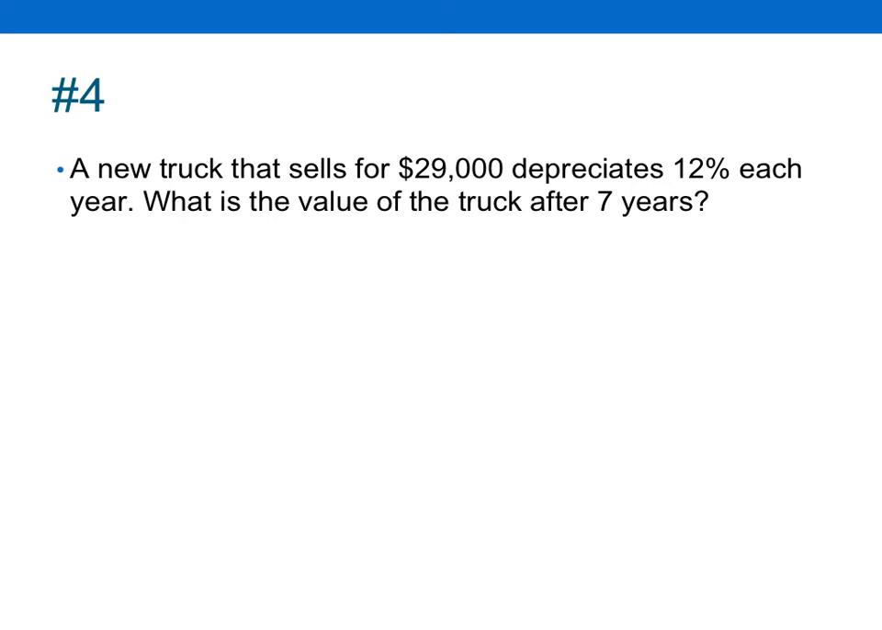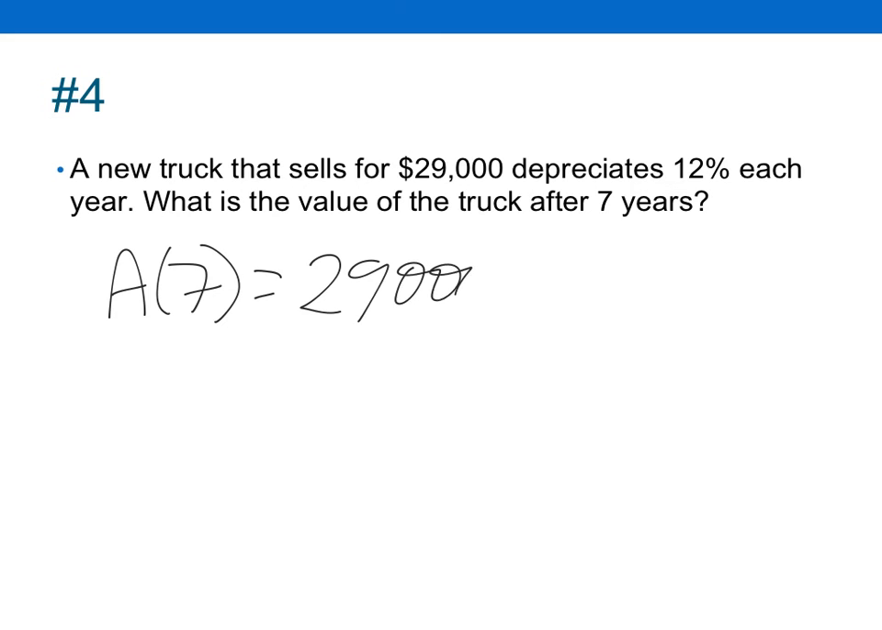And we got one more here. A new truck that sells for $29,000 depreciates 12% each year. So this is what we were just talking about. Homes appreciate usually. Cars depreciate usually. What's the value of the truck after 7 years? Okay, so you bought this awesome new truck, and it starts at $29,000, and we're seeing after 7 years how much it's going to be worth. So $29,000 times (1 minus 0.12) raised to the 7th.